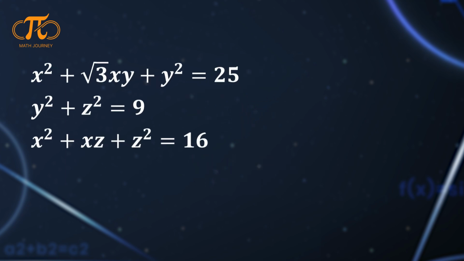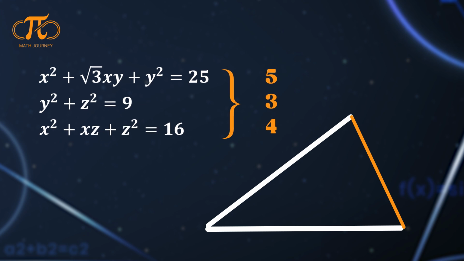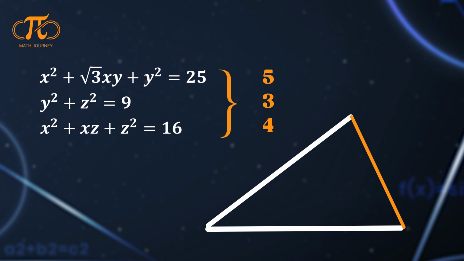First things first, did you notice something about the numbers 25, 9, and 16? They're perfect squares of 5, 3, and 4, respectively. These numbers immediately reminded me of the famous Pythagorean triple, 3, 4, 5. Could this hint towards a geometric interpretation? This triangle clue suggests we might be dealing with something geometric here.